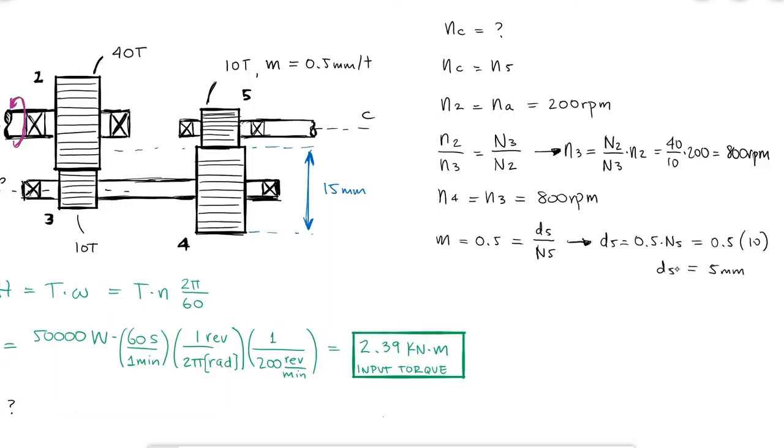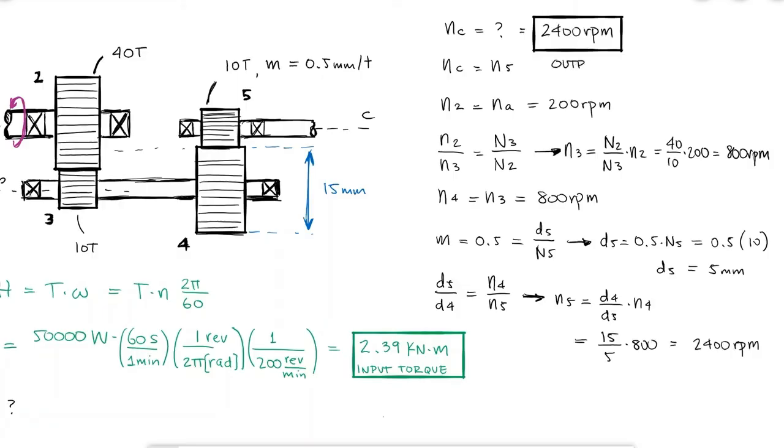Since I now have the diameters of gears 4 and 5, I would use the relationship between diameters and revs per minute for gears 4 and 5. From this, I find that the revs per minute of gear 5 is 2400 RPM, which is the same speed as the rotation of shaft C.